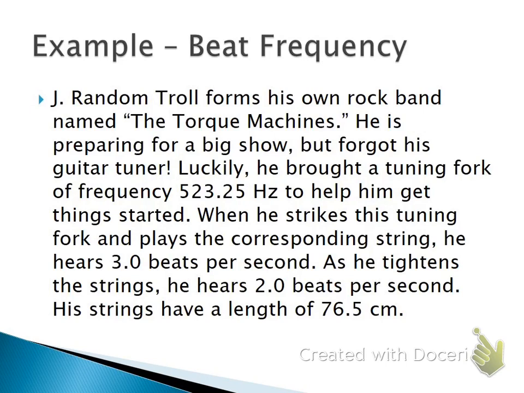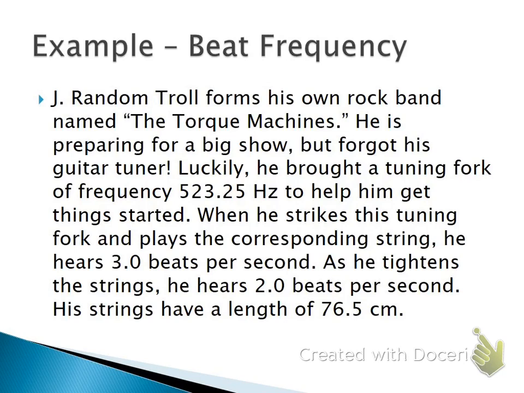J Random Troll forms his own rock band. He calls them the Torque Machines. He's getting ready for a big show, but he forgot his tuner. However, he travels everywhere with his handy tuning fork, so he strikes that fork and he plays a corresponding string that should have the same frequency. He hears 3 beats per second. He then tightens that string up a little bit and tries it again. Then he hears 2 beats per second.